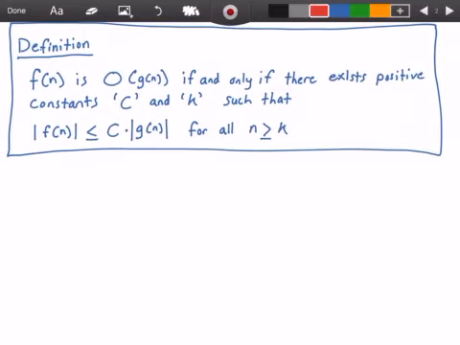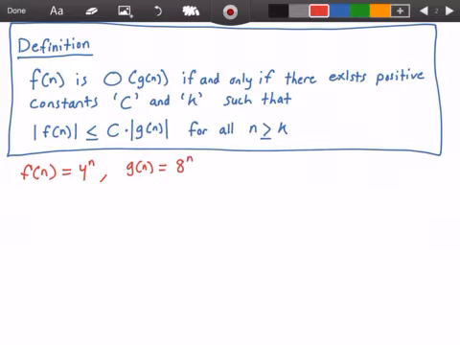All right, so let's go ahead and get started. First thing we want to do is identify our function f of n. So f of n in this case is equal to 4 to the power of n, and then we want to identify our function g of n. So g of n is 8 to the power of n.